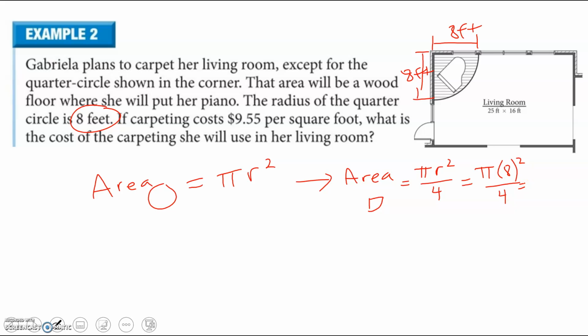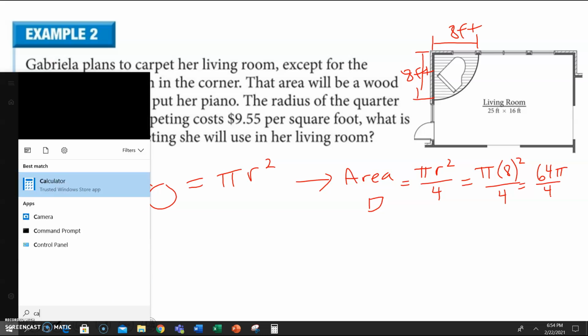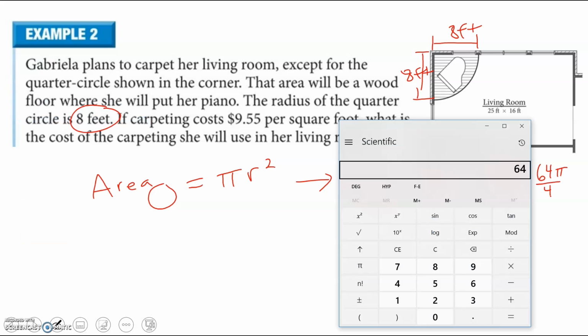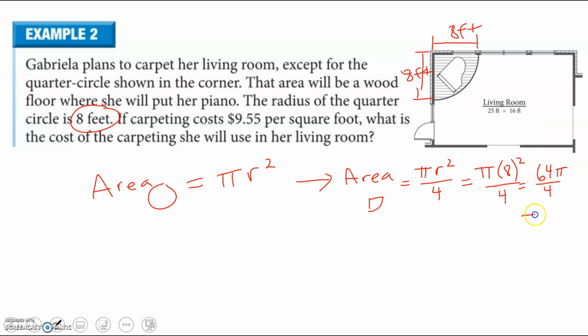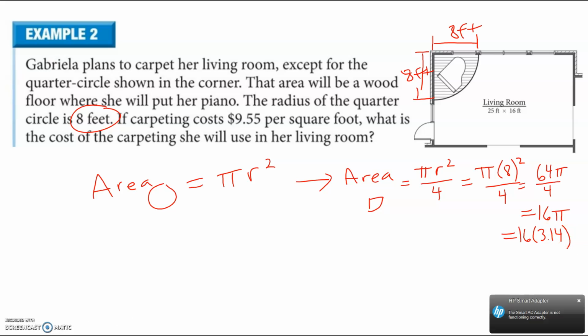8 squared, 8 times 8 is 64. So we have 64 pi divided by 4. Then we have 64 divided by 4, which is 16. So we have 16 pi. Now at this point, we're going to approximate what this is. We know that pi is approximately 3.14. So this is about 16 times 3.14.